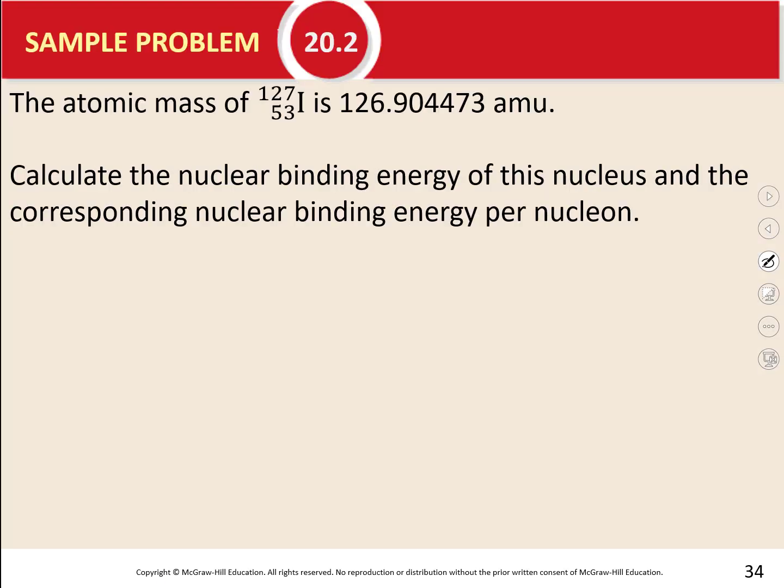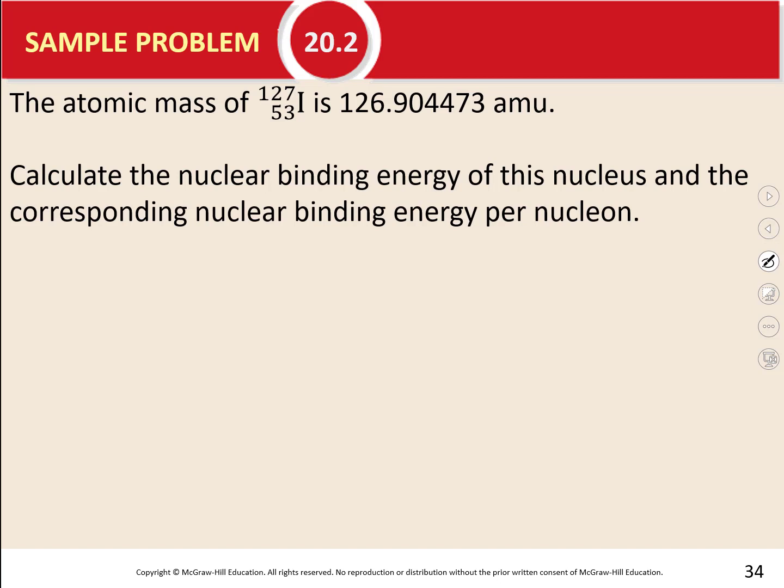All right, let's try this out. The atomic mass of iodine-127 is 126.904473 atomic mass units. Calculate the nuclear binding energy of this nucleus and then the nuclear binding energy per nucleon. So the first thing we need to do is we need to figure out what that mass defect is. To find the mass defect, we need to figure out the difference in the calculated mass versus the measured mass.